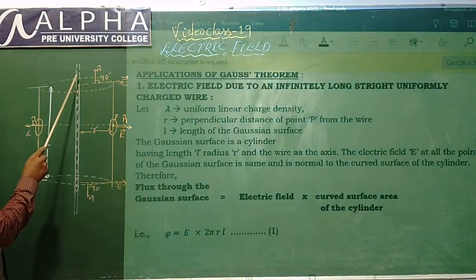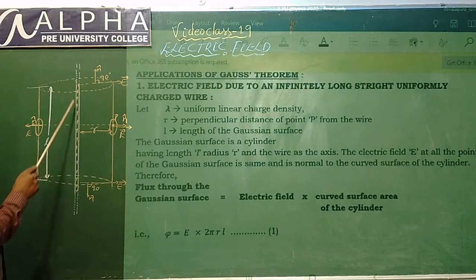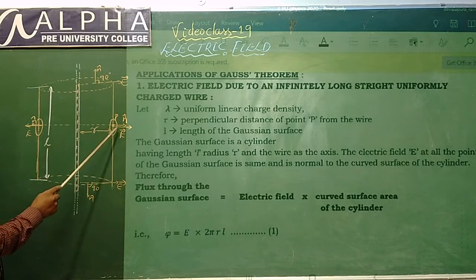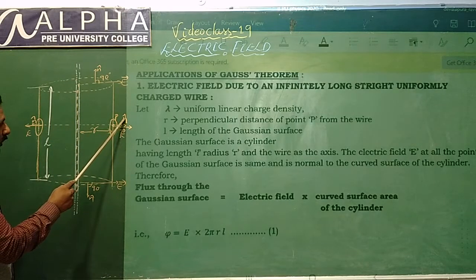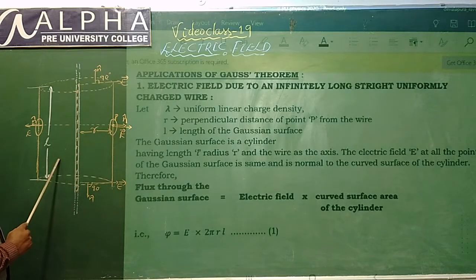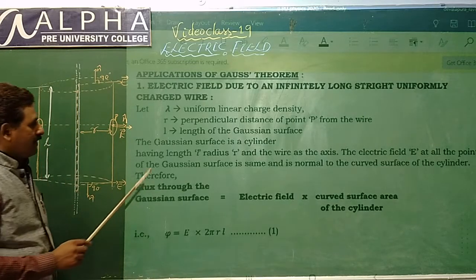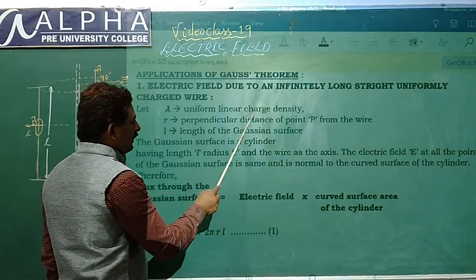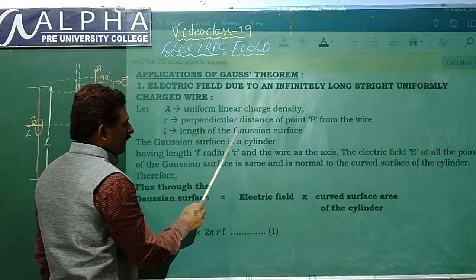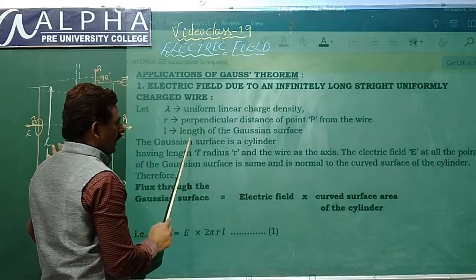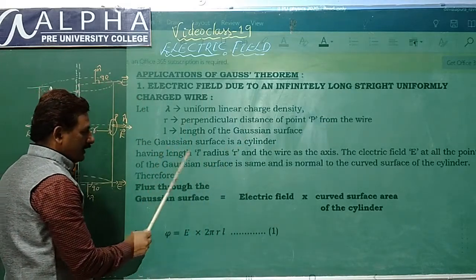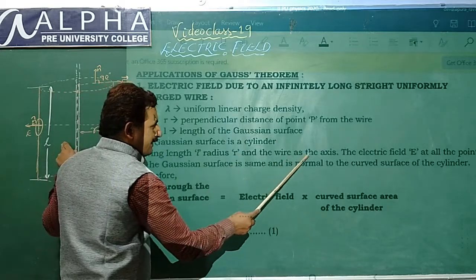Look here, this is a uniformly charged, infinitely long straight wire, a linear charge distribution, and this is the Gaussian surface, cylindrical surface. Electric field here is normal, that is radially outwards, right? For this diagram, this is the explanation. This is what we have in our study material. Lambda is the uniform linear charge density, R the perpendicular distance of the point P from the wire, L the length of the Gaussian surface. Then the Gaussian surface is a cylinder having length L, radius R, with the wire as the axis.